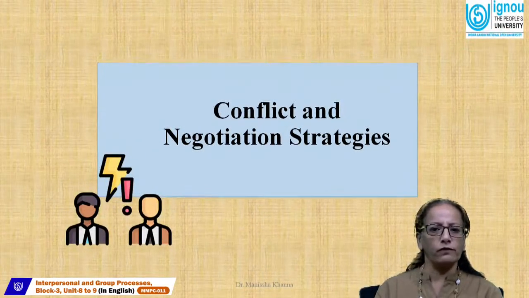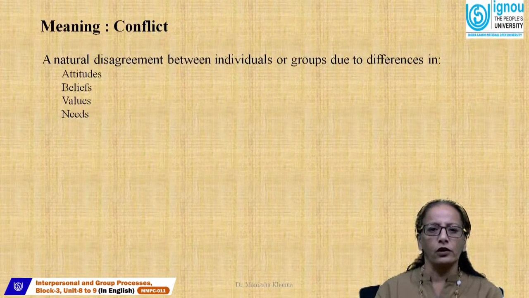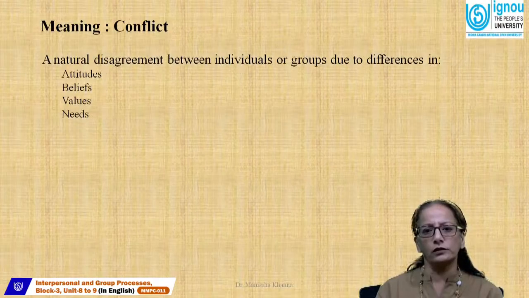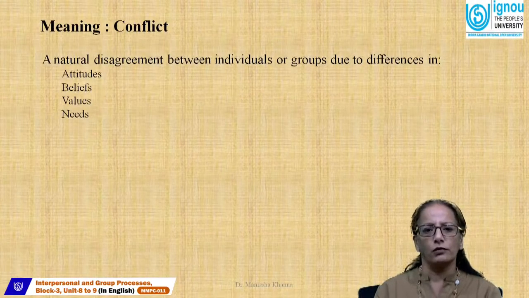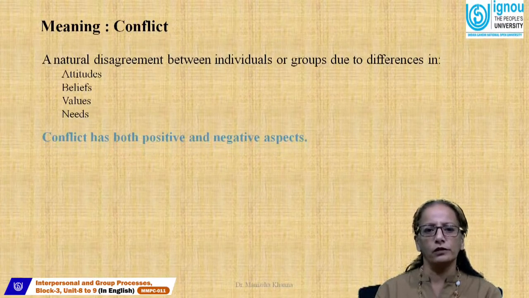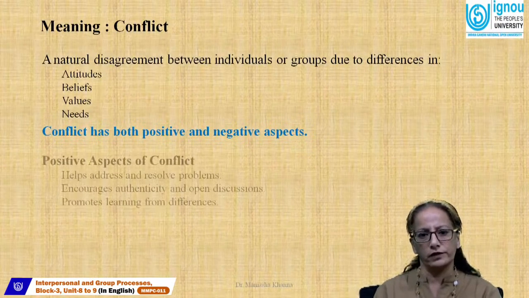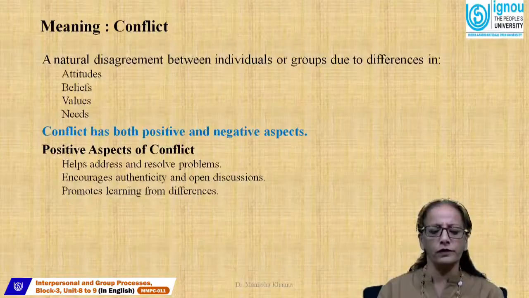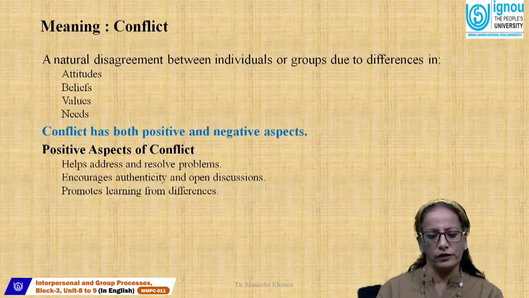Let's move to the conflict and negotiation strategies. Now let's understand what conflict is. Conflict is a very natural disagreement which happens between people or groups due to differences in attitudes or beliefs or values or maybe their own needs. So conflict has both positive and negative aspects. The positive aspect of conflict helps to address and resolve problems.